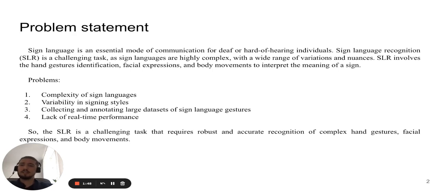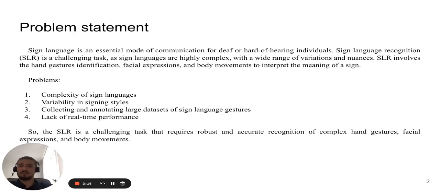Another issue in SLR is the lack of real-time performance. SLR systems often require high computational resources, making it challenging to achieve real-time performance on mobile devices or in low resource settings. So, sign language recognition is a challenging task that requires robust and accurate recognition of complex hand gestures, facial expressions, and body movements.